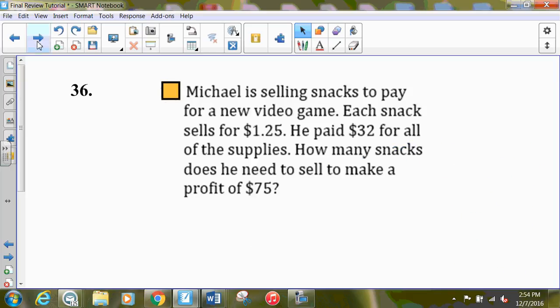Michael's selling snacks to pay for a new video game. Each snack sells for $1.25. He paid $32 for all of the supplies. How many snacks does he need to sell to make a profit of $75?